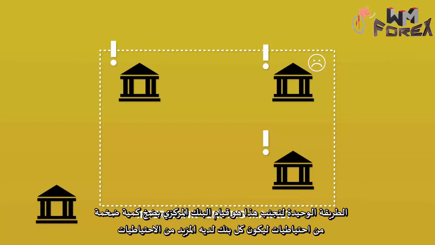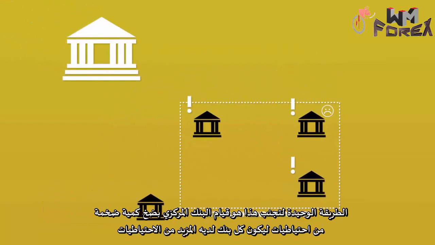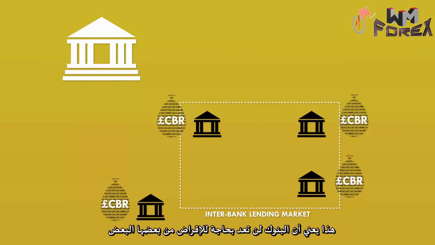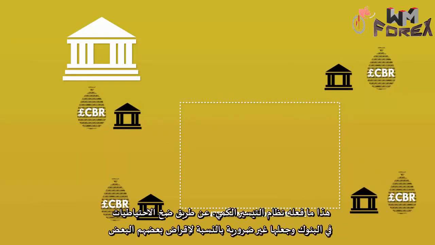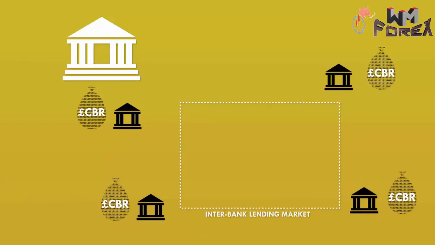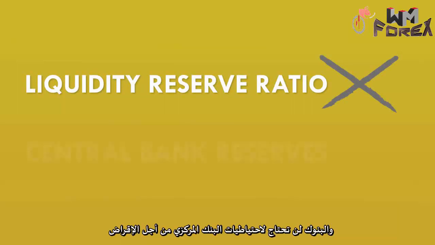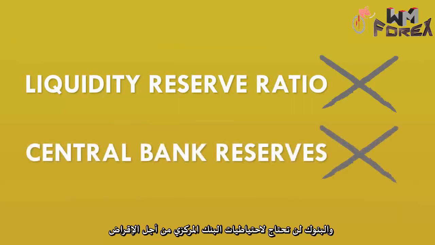The only way to avoid this is for the central bank to pump in such a huge quantity of reserves that every single bank has more reserves than they need. This would mean that they no longer need to lend to each other. This is effectively what the quantitative easing scheme did, by pumping reserves into the banks and making it unnecessary for them to lend to each other. So far, we've seen that there is no liquidity reserve ratio, and that banks don't really need to have central bank reserves in order to lend.